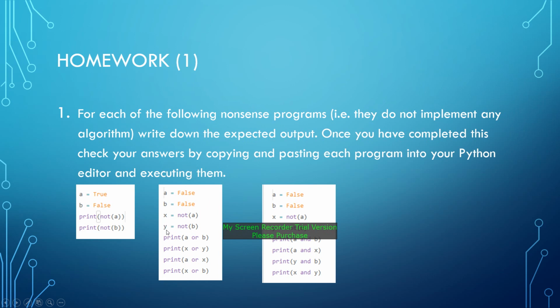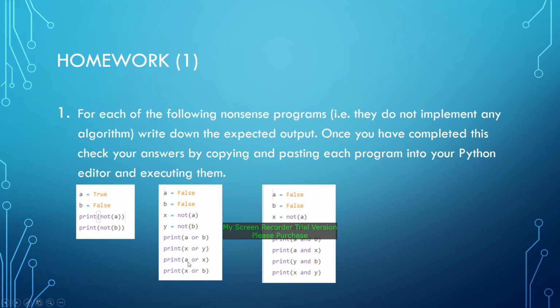And Y. Y is not B. B is false. So Y is not B, which means Y is true. X is true and Y is true. So X or Y will thus return true.